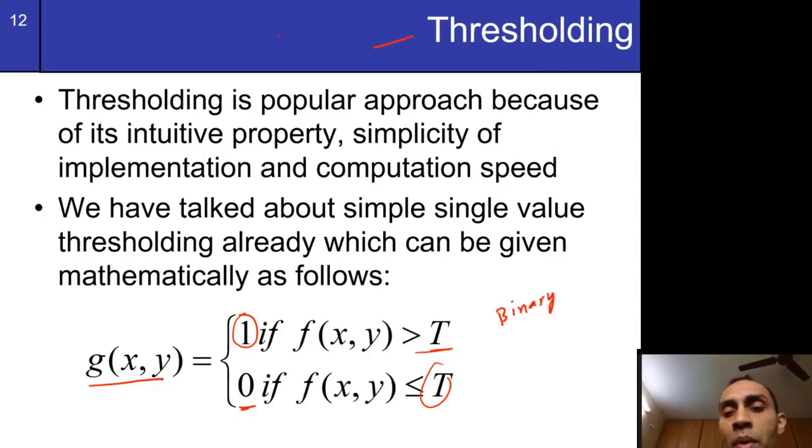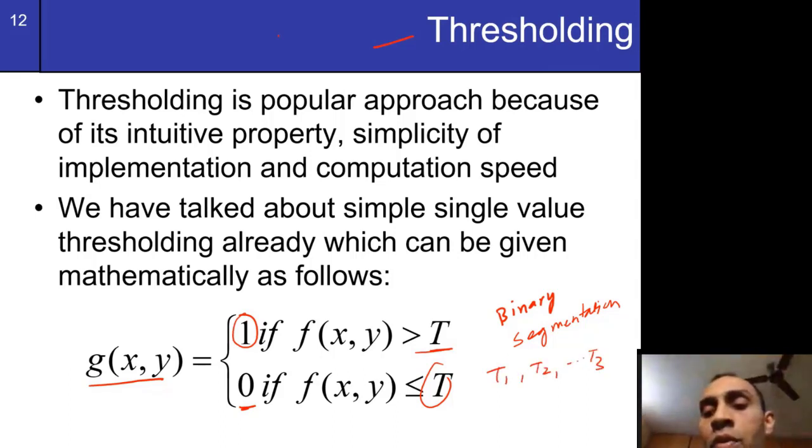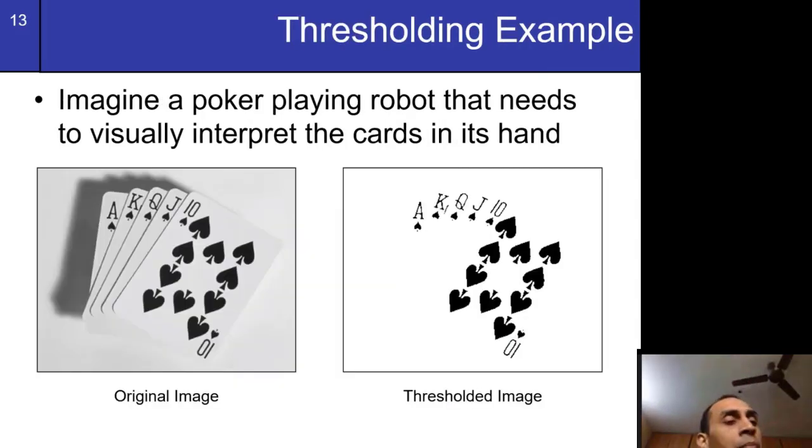So this is an example of a binary segmentation where you have one region marked as foreground and another region marked as background. And we have seen those kinds of binary images. But of course, instead of just one single threshold, we can have two threshold values or three threshold values and so on. In that way, we can divide the image into multiple regions. So that is also possible. We'll see that. The general idea of thresholding is binary segmentation, and a good example is being shown here.